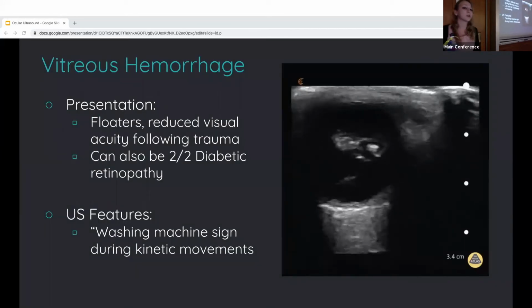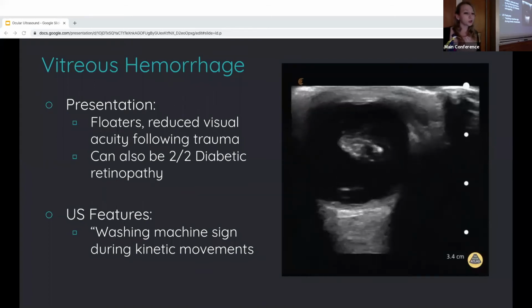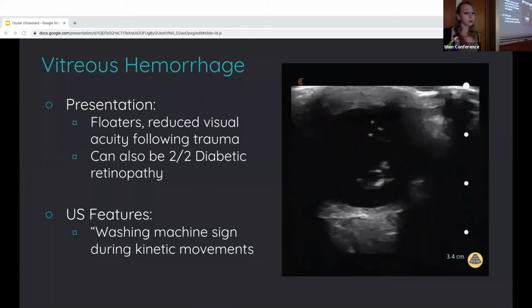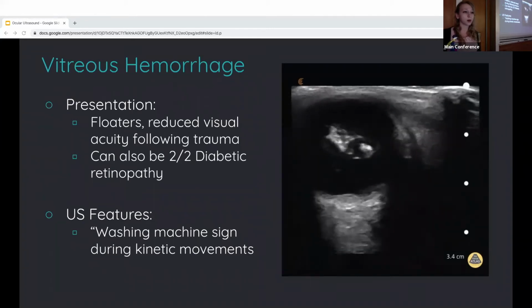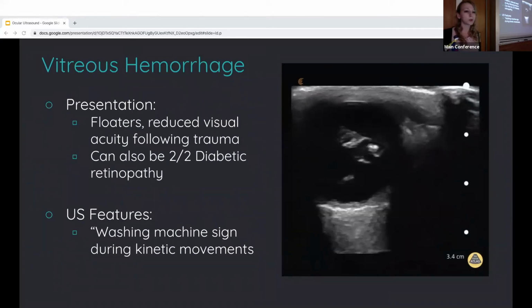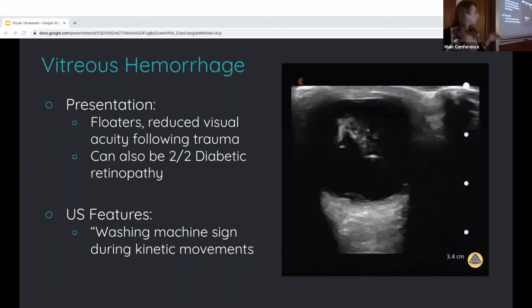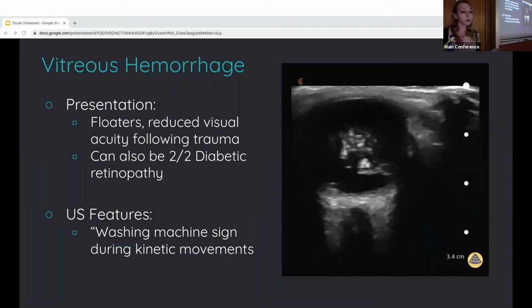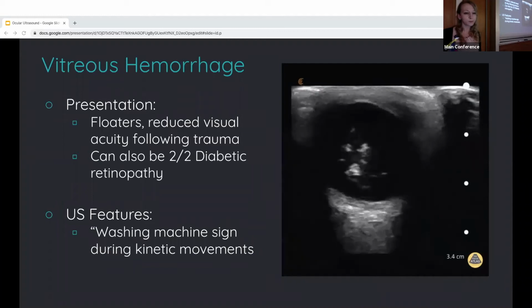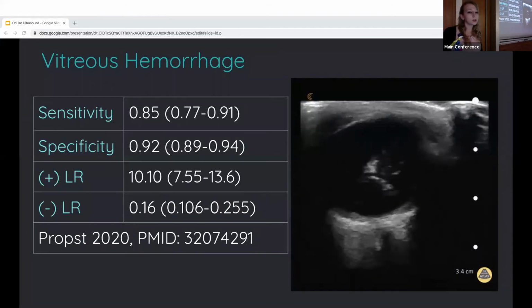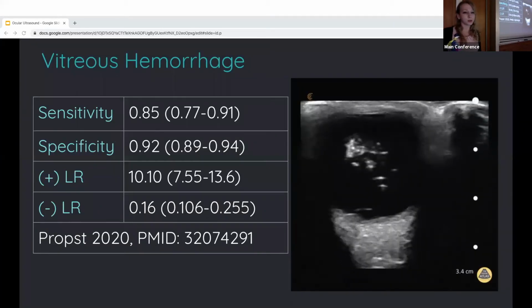Another indication is vitreous hemorrhage. The presentation is usually floaters and reduced visual acuity, and it can also occur secondary to diabetic retinopathy, so not only a trauma presentation. The ultrasound will usually show a bunch of stuff in the vitreous, and it'll look like a washing machine when the person moves the eyes. The sensitivity is 85%, and the specificity is around 92%.